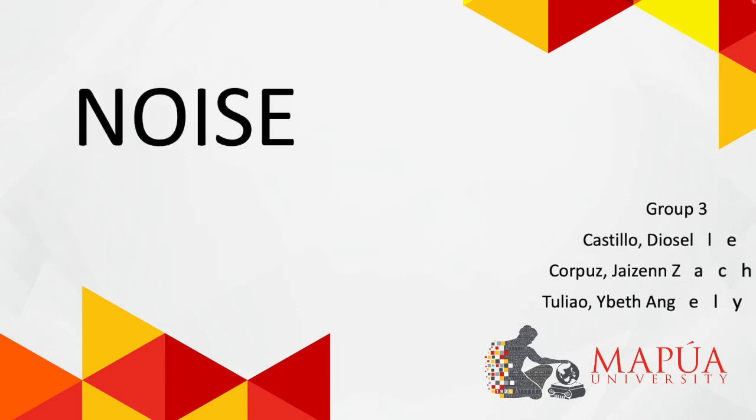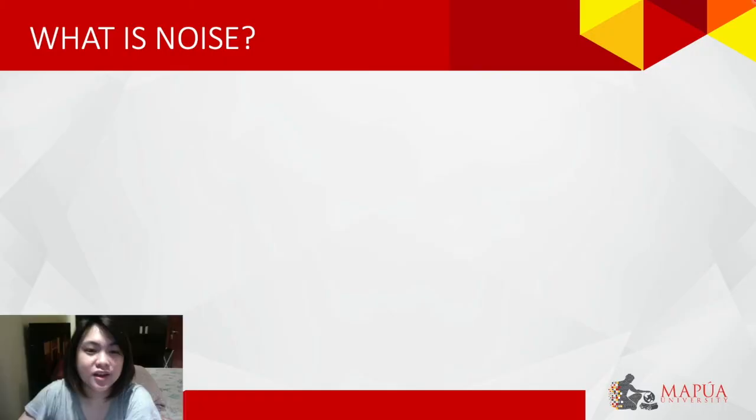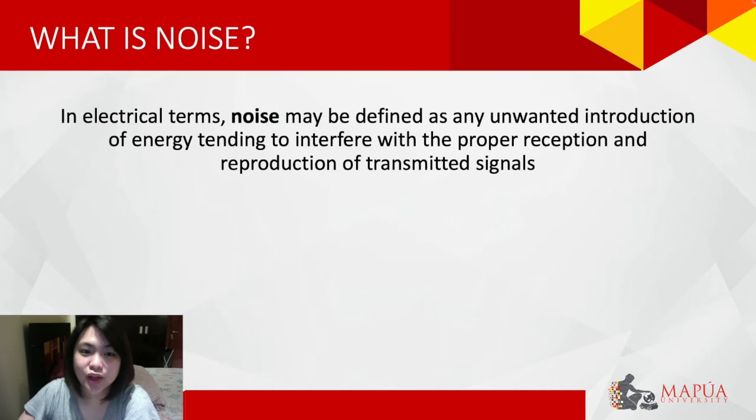We are group 3 and we will be discussing noise. So first, let's start with its definition. In electrical terms, noise may be defined as any unwanted introduction of energy tending to interfere with the proper reception and reproduction of transmitted signals. So, to make things clear, let us make use of an illustration.